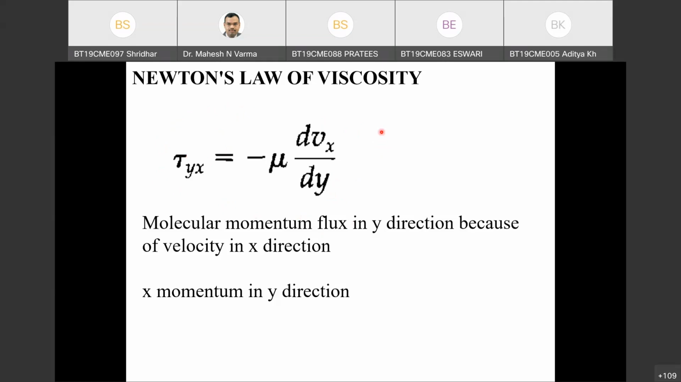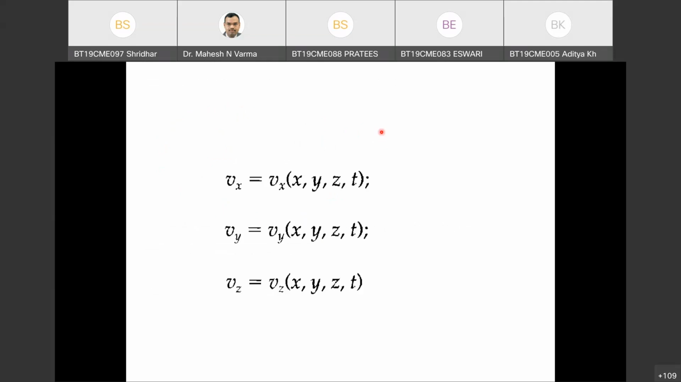So what do we mean by Newton's generalized law of viscosity? As I told, chemical processes are not so simple. What case are we discussing here? I have only Vx, and it is varying only in the y direction.